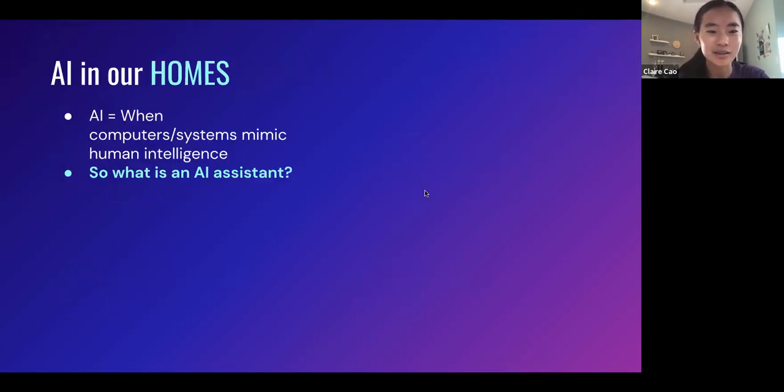Okay, not AR, AI in our homes. If you remember from last session, AI is when computers and systems mimic human intelligence. So what do you think an AI assistant is? Or do you want to give me a few examples of how AI is used in our homes? You can use the chat or just unmute. Owen says Siri. That is a great example of an assistant. Alan says Alexa, another great example. Does anyone have any other ideas? Or do you want to define maybe what an AI assistant is?